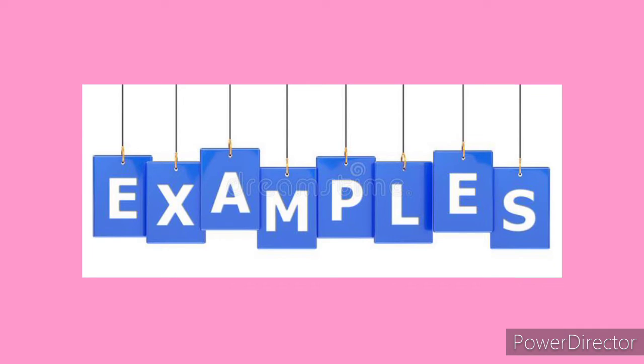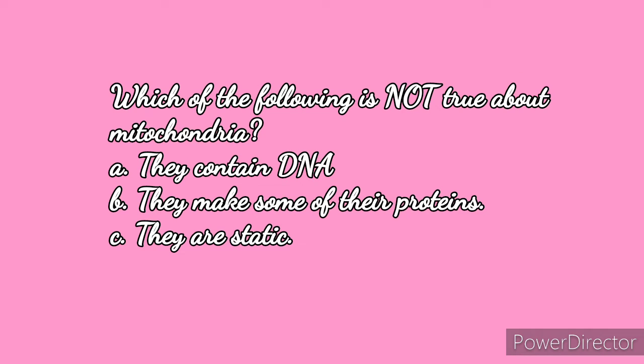Example: which of the following is not true about mitochondria? A. They contain DNA. B. They make some of their proteins. Or C. They are static. This item is using negative phrasing. A better question is as follows.